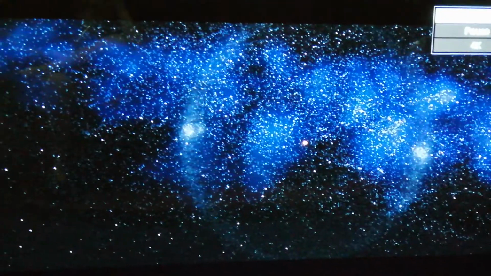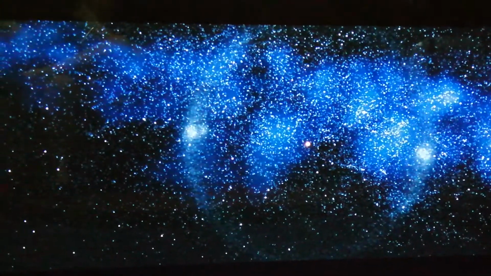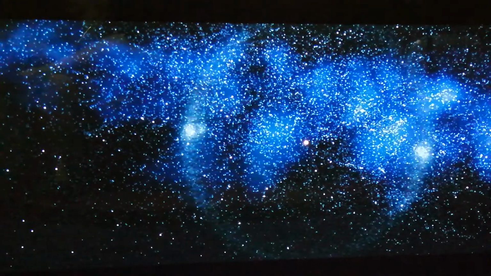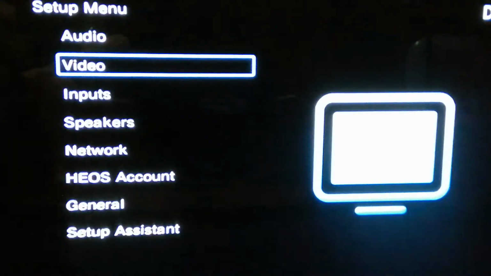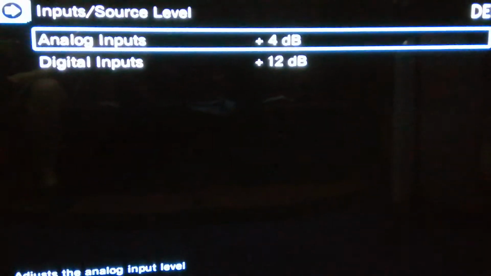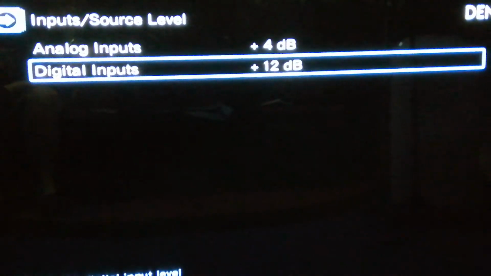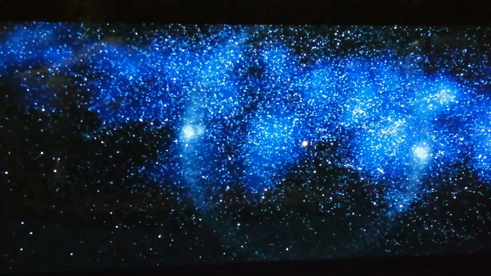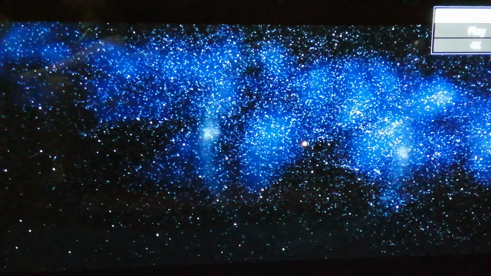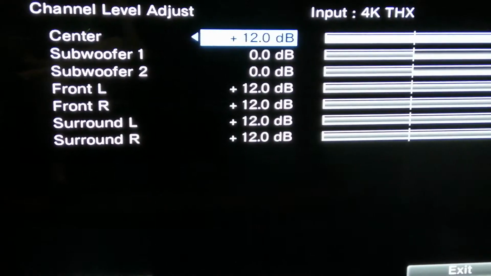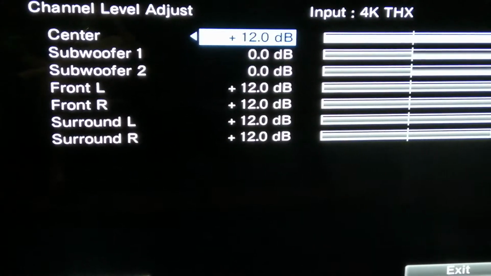Okay, I'm going to play a scene from Contact again. Now, I've taken my source input digital level up to plus 12 dB, and raised those levels up plus 12 dB, center, LCR, surround.